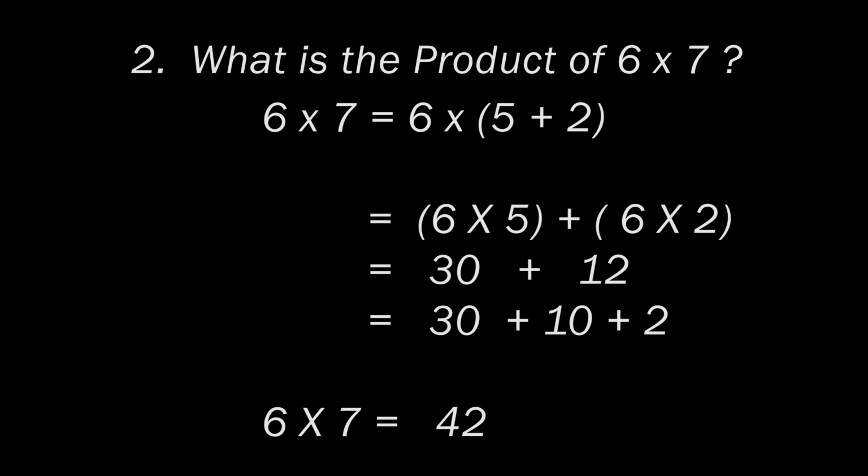Now just solve the brackets. 6 times 5, you know that's 30. 6 times 2 is 12. Now just add 30 plus 12, and 30 plus 12 equals 42. A secret when I'm adding like this, I'll add 30 plus the 10 in the 12, which is 40, plus 2 is 42.